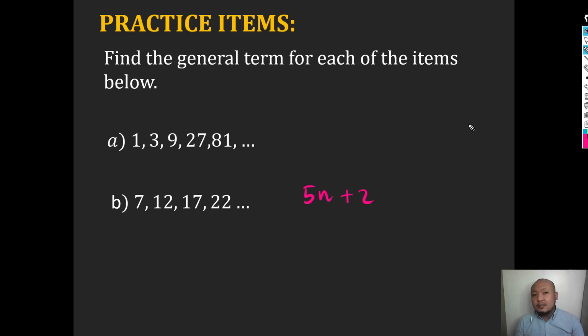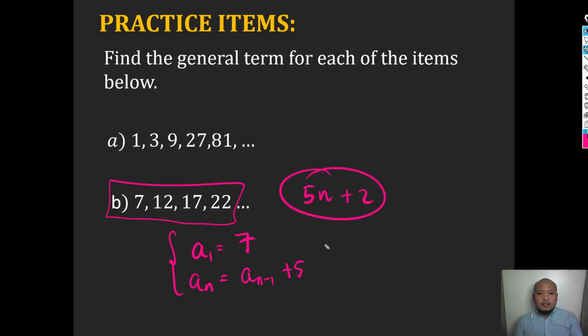Pwede kang mag-recursive formula dito where the first term is 7, diba? First term 7 and a sub n. Anong ginagawa natin to obtain the nth term? Kasi ang pattern natin dito nag-add ng 5 eh. So what we do is we take the previous term, a sub n minus 1, and add 5. Diba? So this is, lagyan natin ng brace to. Yan yung recursive formula nitong letter B. This is its explicit formula, EF, and this is its recursive formula, second one.